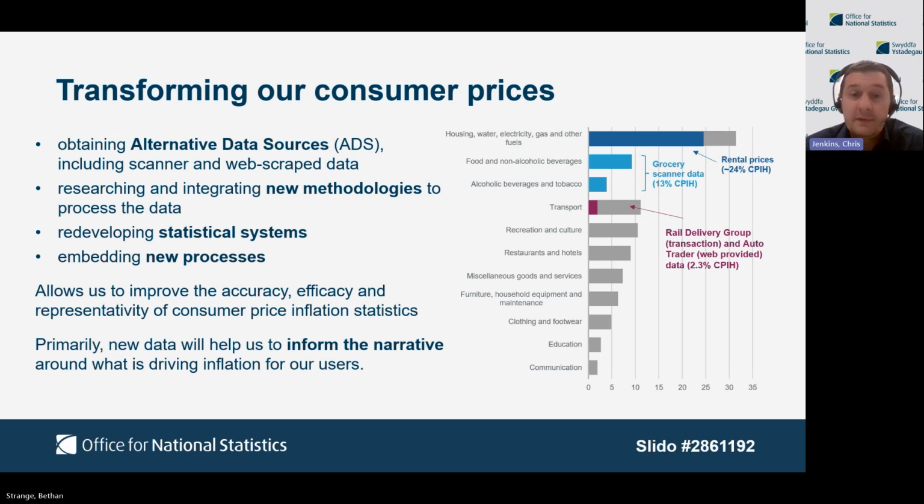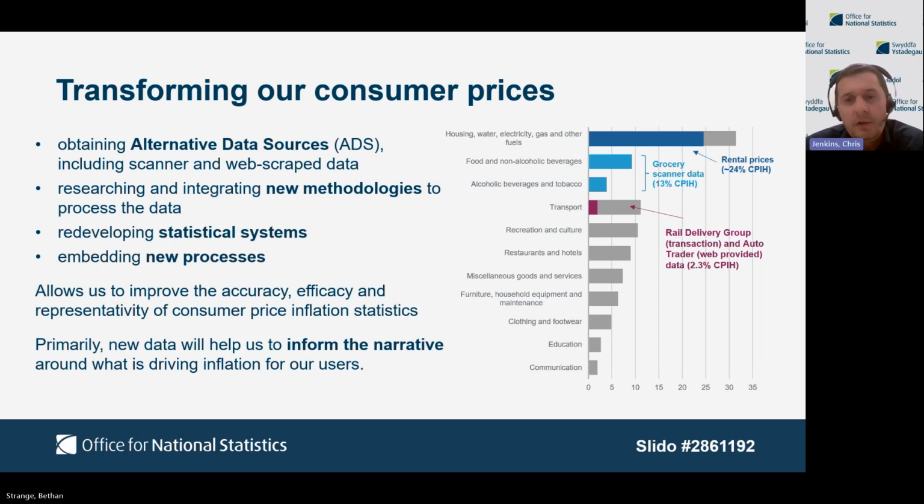We have been developing statistical systems and pipelines to cope with hundreds of millions of data points, and finally embedding new processes to give us the means to handle such big data. So it's not an easy task. Our primary objective here for the transformation project is improving the accuracy and representativity of our inflation statistics. And finally, these new data will help us inform the narrative of why inflation is the way it is for our users, whilst also giving our policymakers the confidence, tools, and higher quality statistics they need to make better decisions.